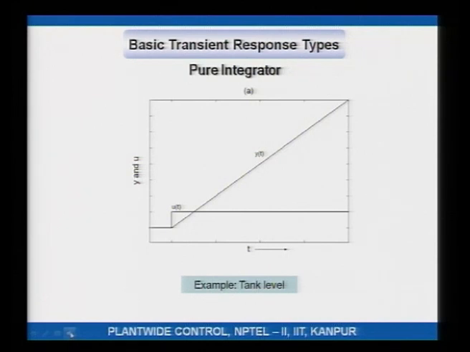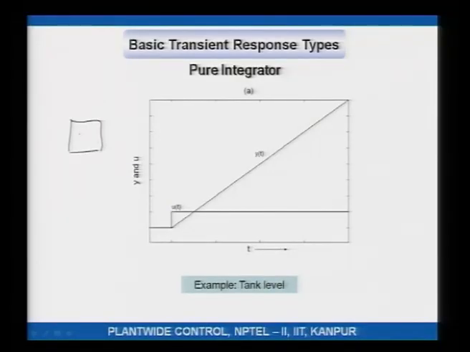Basic transient response types, a pure integrator. What is a pure integrator? A pure integrator is nothing but, well, a pure integrator. So, you have the input and you have the output. If the input goes up as a step, the output y would be integral of u dt. So, if u goes from 0 to 1, the output is just going to increase as a ramp, and the slope of that ramp is equal to the gain. What is an example of a pure integrator in process situations?